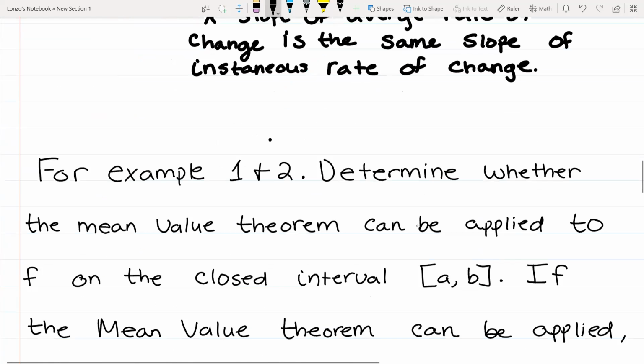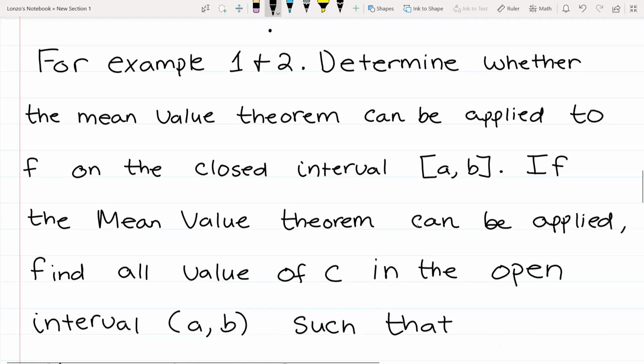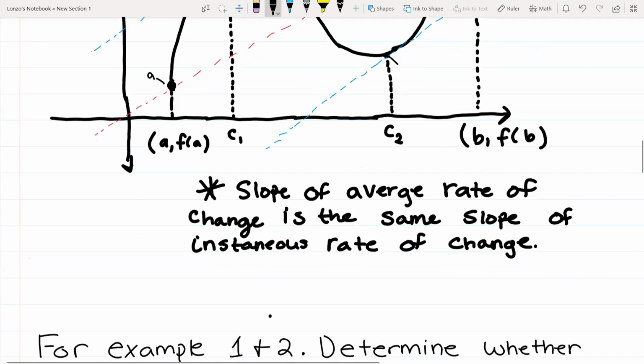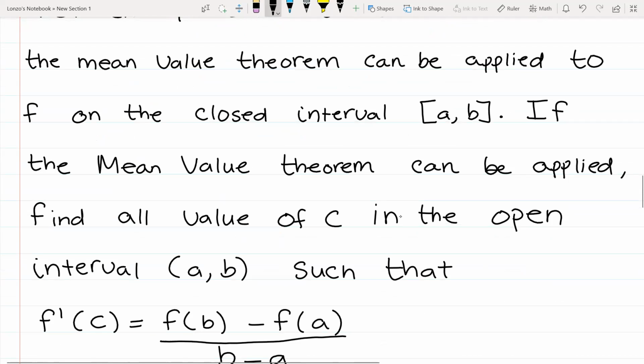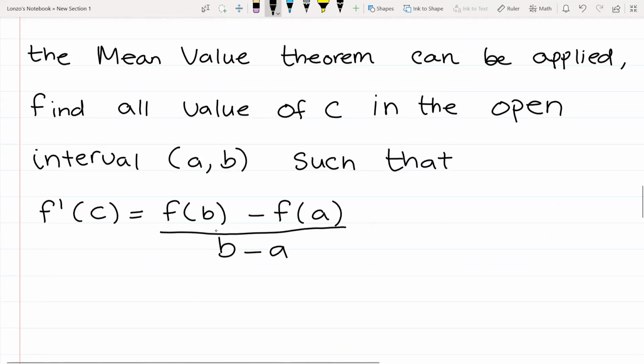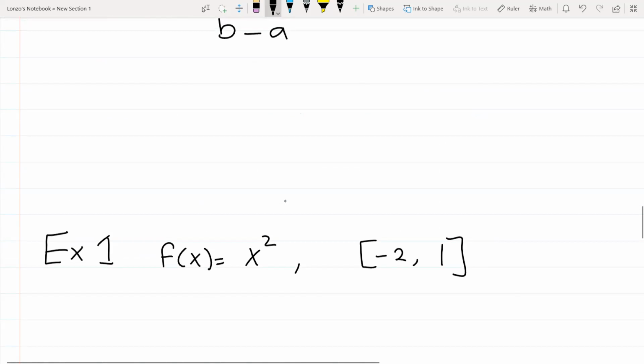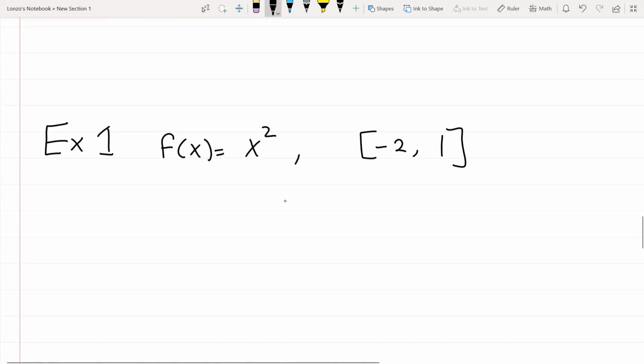For example, 1 and 2: determine whether the mean value theorem can be applied to f on the closed interval [a, b]. If the mean value theorem can be applied, find all values c. So we've got to find these 2 points or 1 point in the open interval (a, b) such that f prime of c equals f of b minus f of a all over b minus a. Okay, so let's apply the mean value theorem for this one.